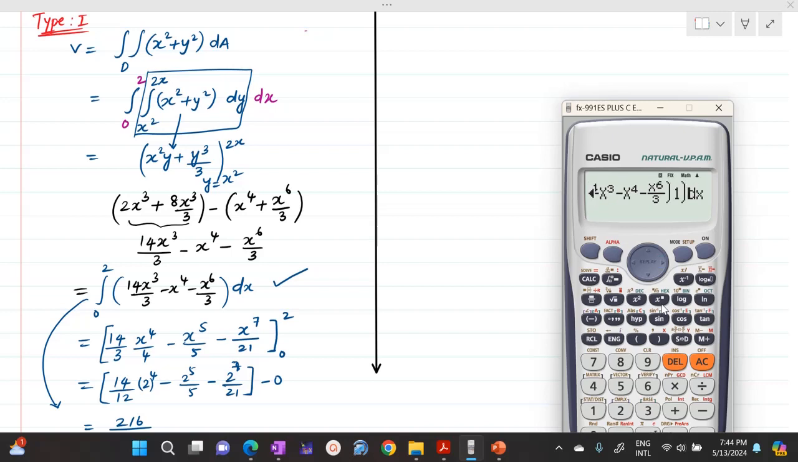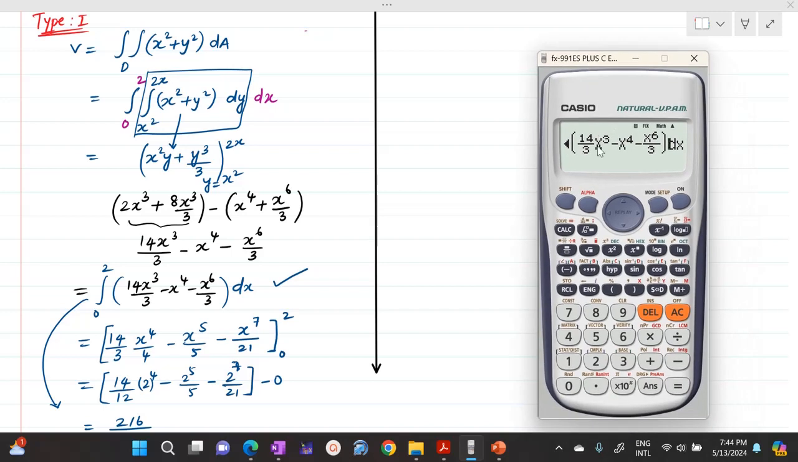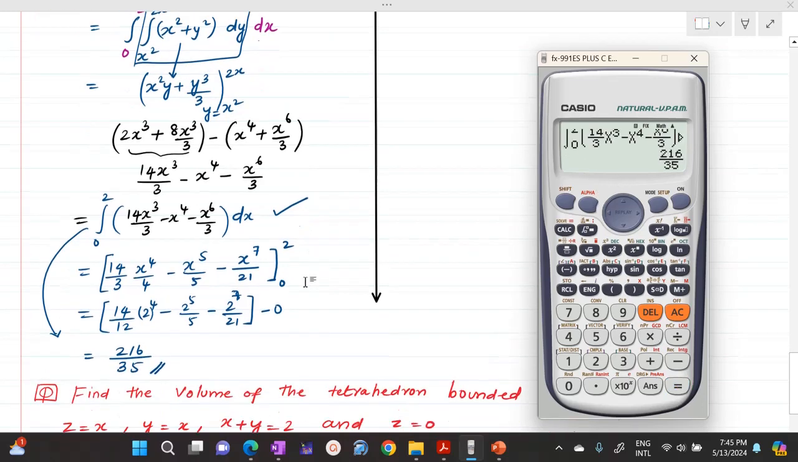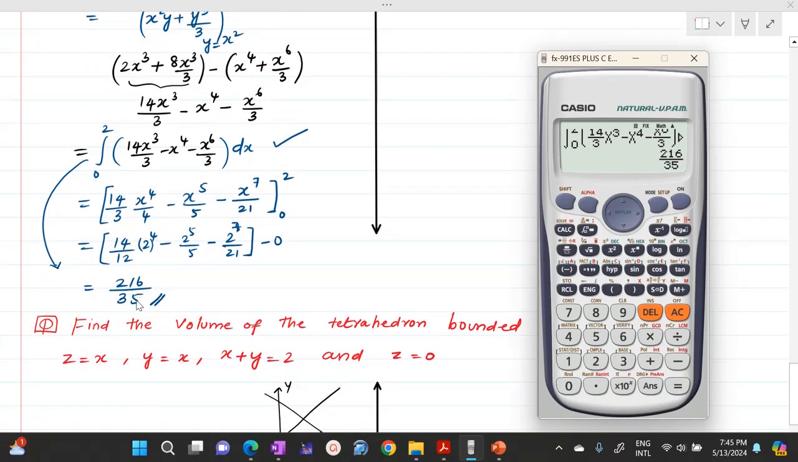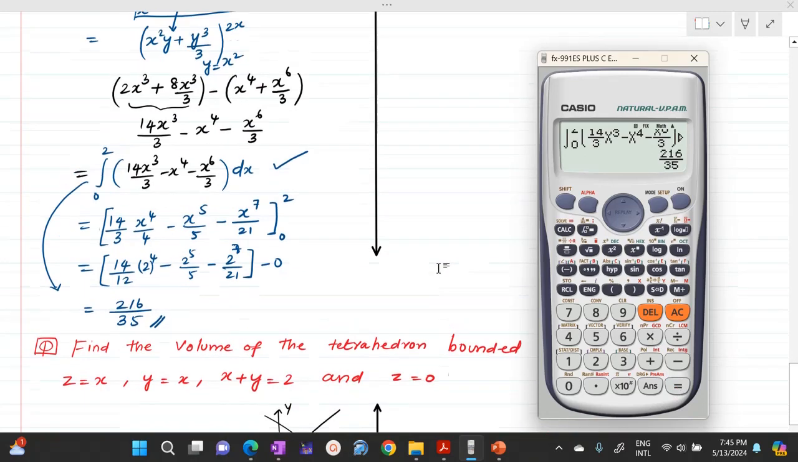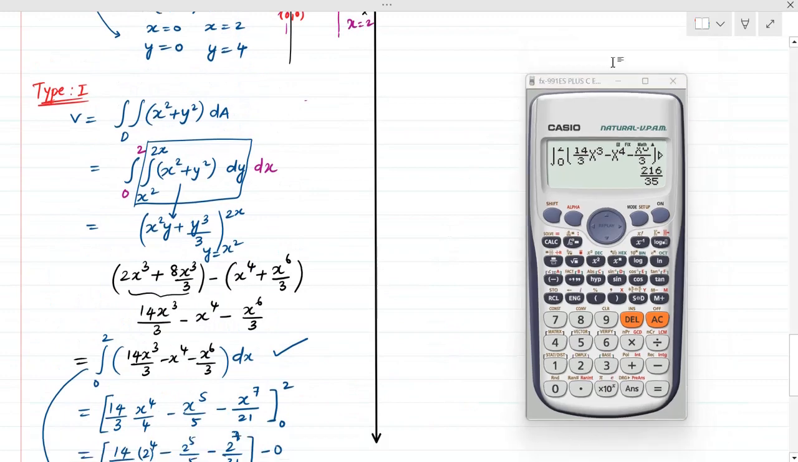So you will have 1 outside, delete that one, and then we will do equal. Let us check the function first: 14x power 3 over 3, minus x power 4, minus x power 6 over 3. So you will have a function with limit 0 to 2. So you will get 216 over 35. So like this you can do it in all the exams.